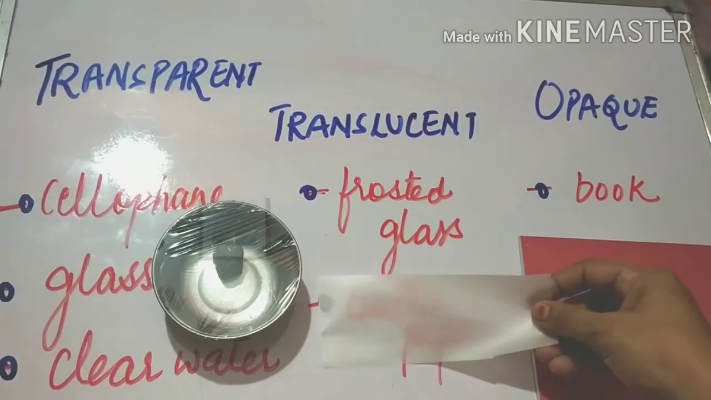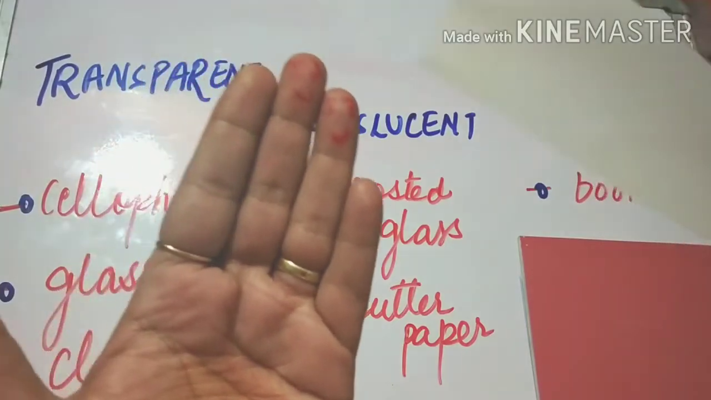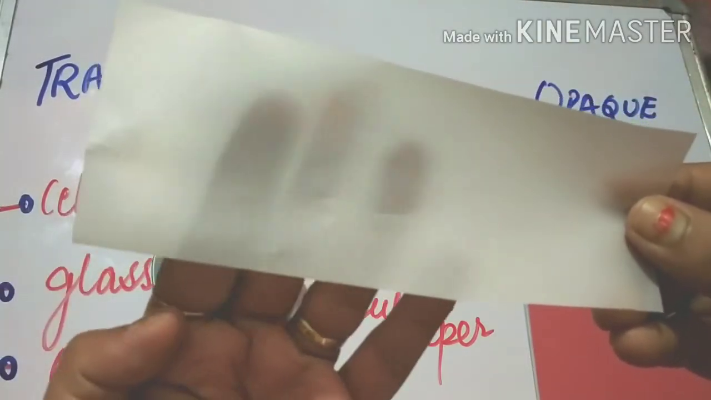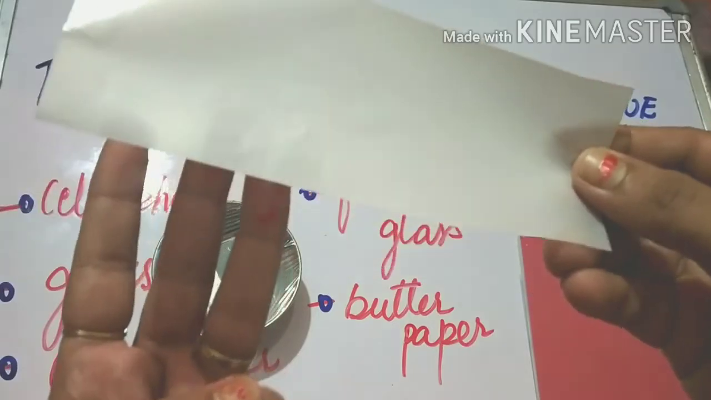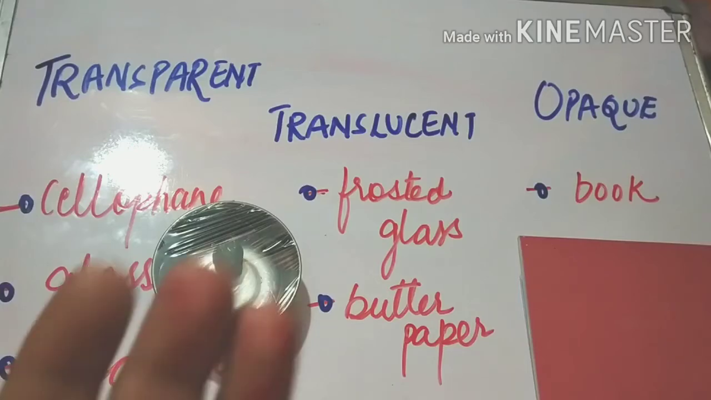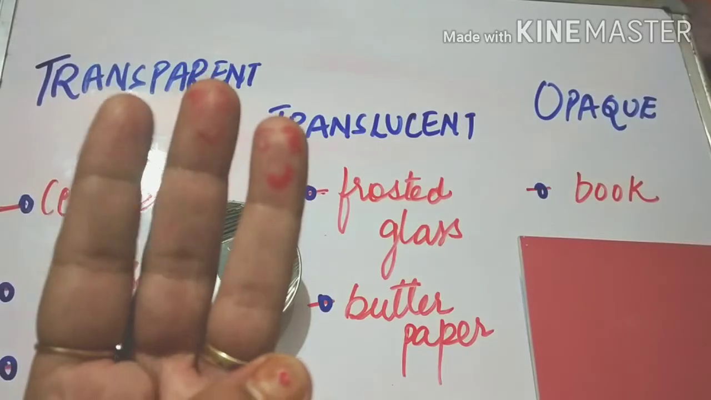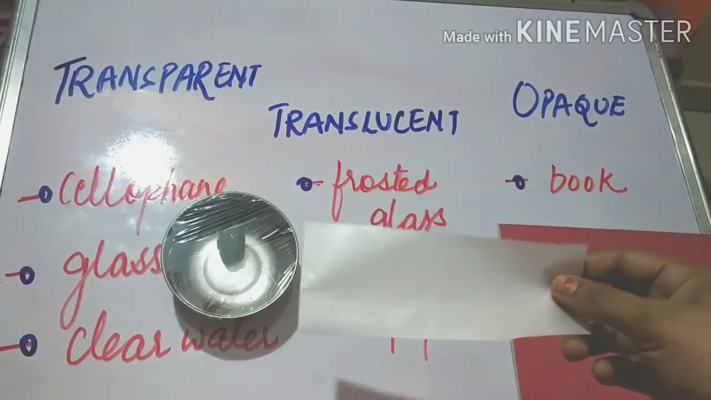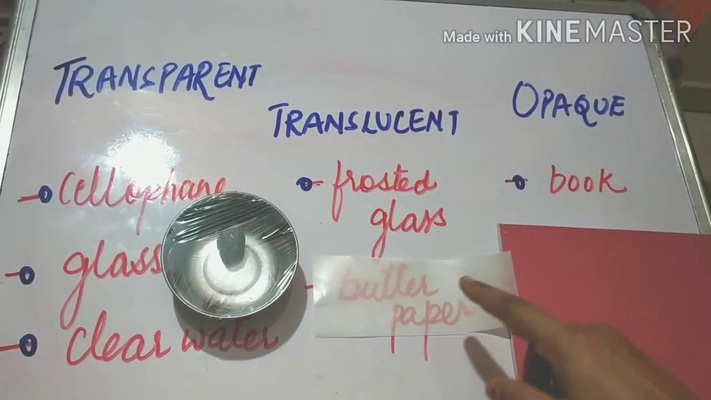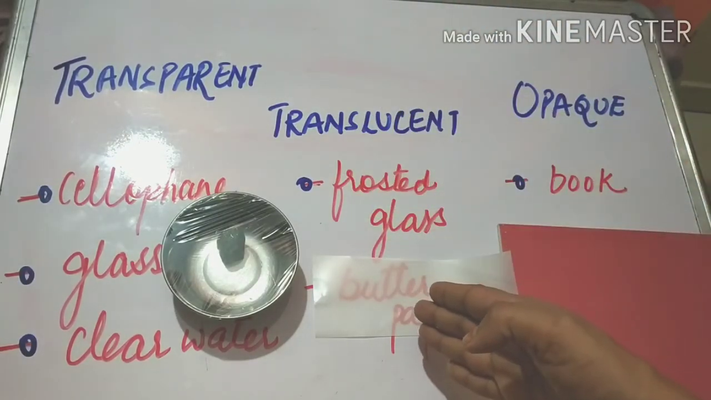Fine. Next is a butter paper I have kept here. So my fingers are here. You can easily see my fingers. Now, behind the butter paper, can you see my fingers? Yes, you can see my fingers, but I have put some red color on my fingers, and that can't be seen behind this. You can't see clearly behind the butter paper. So butter paper is translucent. Fine. It is neither transparent nor opaque. So it comes in translucent.